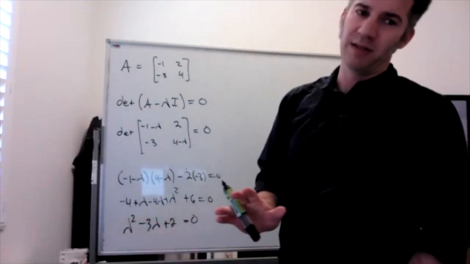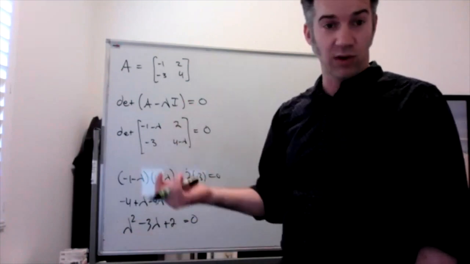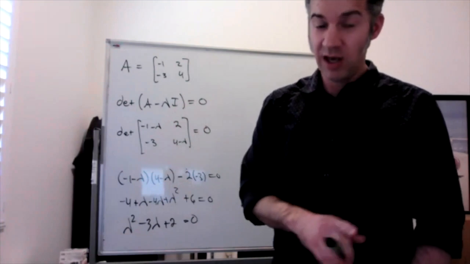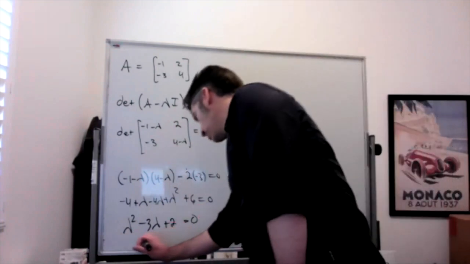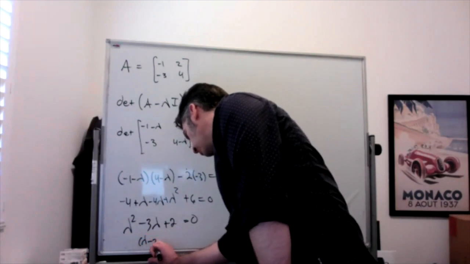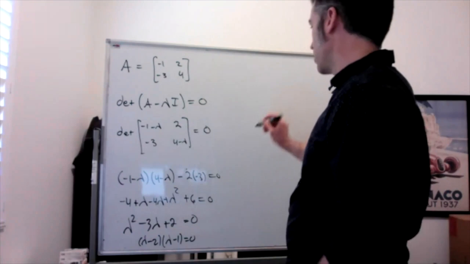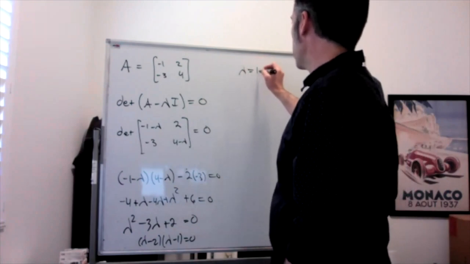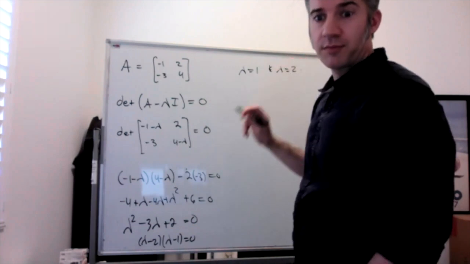A lot of the time, these are going to factor nicely. Some of the times they're not. You're going to get terrible square roots or even imaginary numbers. You are going to get some imaginary eigenvalues this quarter. But this factors nicely as (lambda minus 2)(lambda minus 1). So our eigenvalues are lambda equal to 1 and lambda equal to 2.